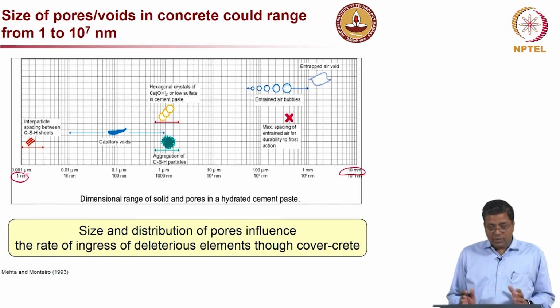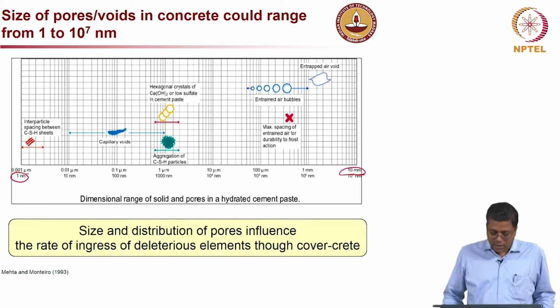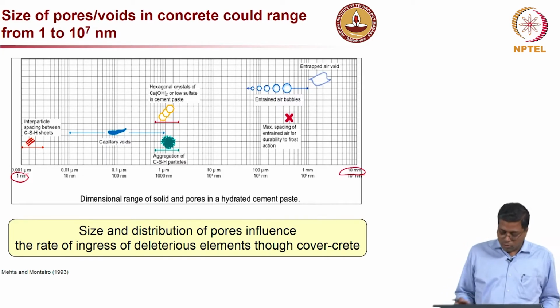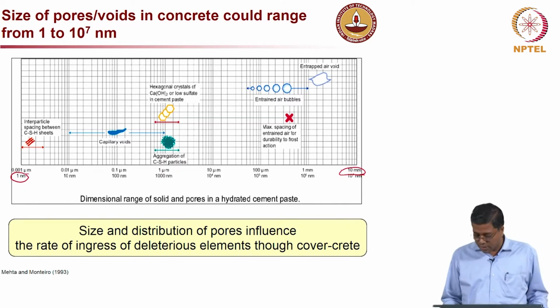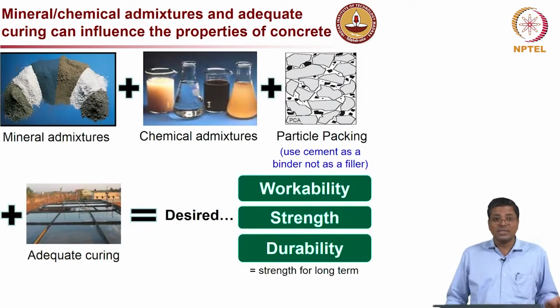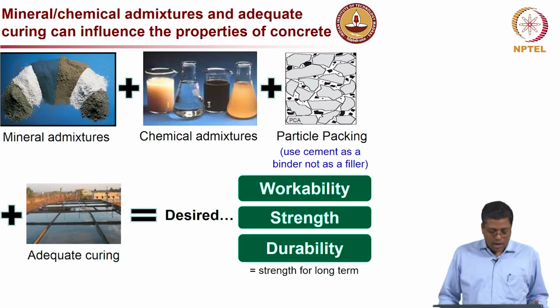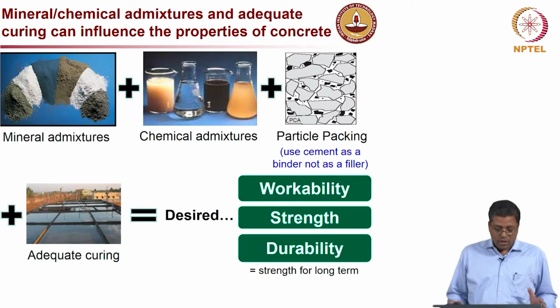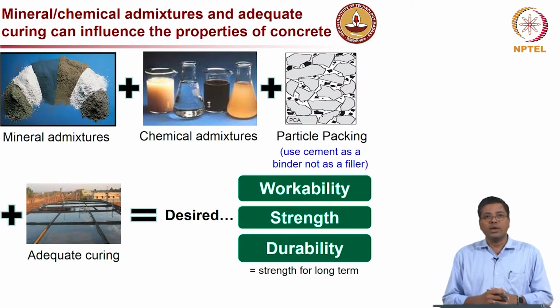So, having a very compact microstructure is very important to reduce the rate of ingress of these deleterious elements through the cover concrete. That means you need to have a very small pore size or very compact microstructure. So, how do we achieve this highly compact microstructure? We can use different types of chemical and mineral admixtures and adequate curing.